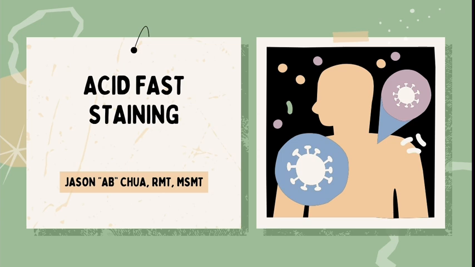Several special stains can be used to screen for the presence of bacteria. Other special stains can help categorize these bacteria into groups of bacteria. One of the more common special stains used to classify bacteria is acid-fast staining. This stain is used to sort bacteria into acid-fast or non-acid-fast groups.